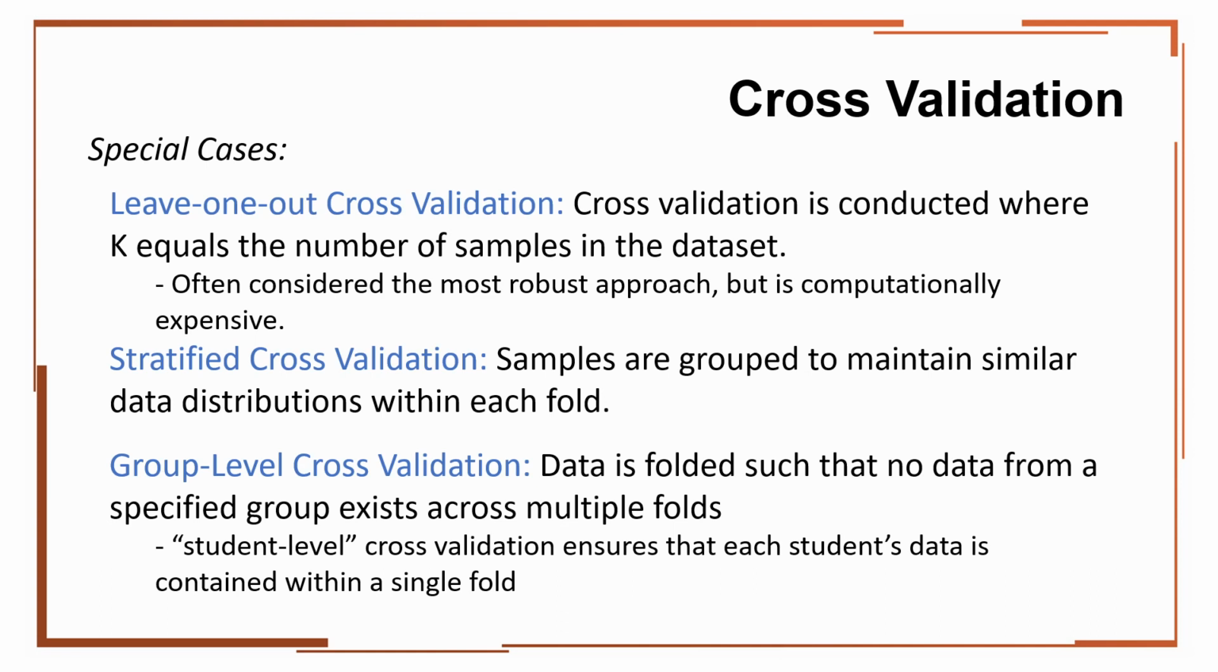Finally, group-level cross-validation is particularly common in educational contexts due to the often natural nested grouping structure of students in classrooms. In this case, data is folded such that no data from a specified group exists across multiple folds. A student-level cross-validation, for example, ensures that each student's data is contained within a single fold. So we are always evaluating how well the model extrapolates to new students, which is often the context in building prediction models. Similarly, a class-level cross-validation would evaluate how well the model extrapolates to new classes of students.